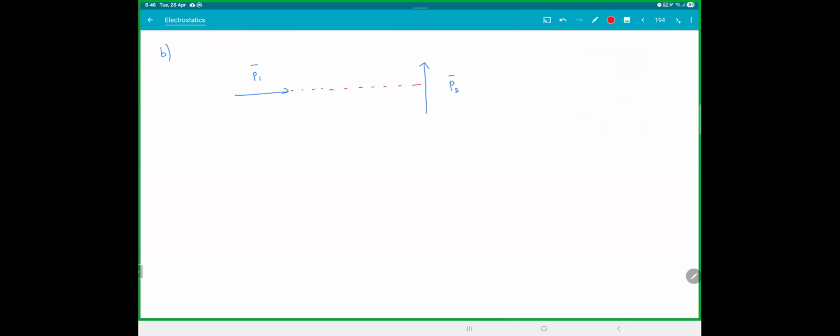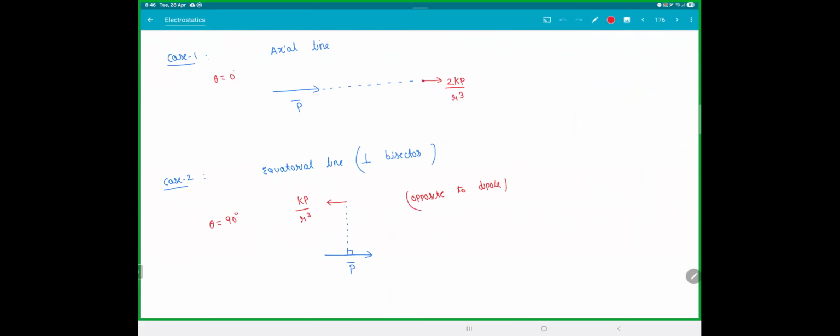Now, what is the field on the bisector? I hope you remember this. If you have a bisector, the field will be anti-parallel. It will be like this, E, and this is Kp by R cube. We have done this in the last class. If you see, these are the two general cases I told you. You have to definitely remember this. Mains, CET, BITS, they do ask questions on this directly. They won't ask you on angles, right?